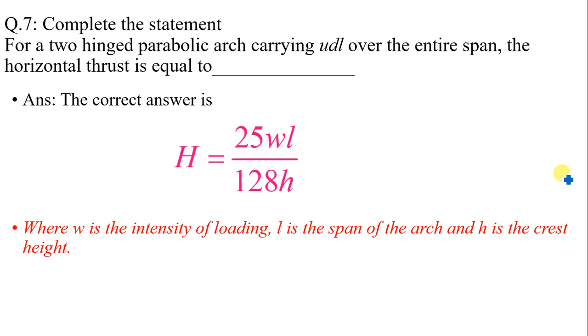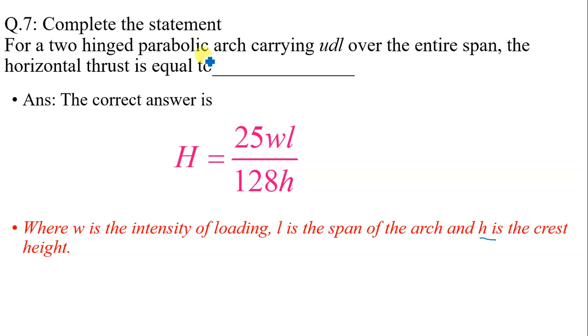Question number 7. Complete the statement. For a two-hinged parabolic arch carrying uniformly distributed load over the entire span, the horizontal thrust is equal to, and the correct answer is 25 WL upon 128 H, where W is the intensity of loading, L is the span of the arch, and H is the height or crest height. Okay, H is the crest height.